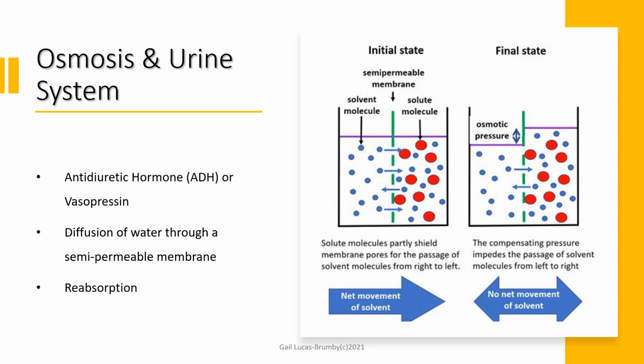Osmosis and the urinary system. The endocrine system produces a hormone called antidiuretic hormone, used to be known as vasopressin and sometimes written as ADH. The diffusion of water through a semi-permeable membrane is known as osmosis, and ADH helps the reabsorption of water in the body. So antidiuretic hormone stops the water being lost in urine.